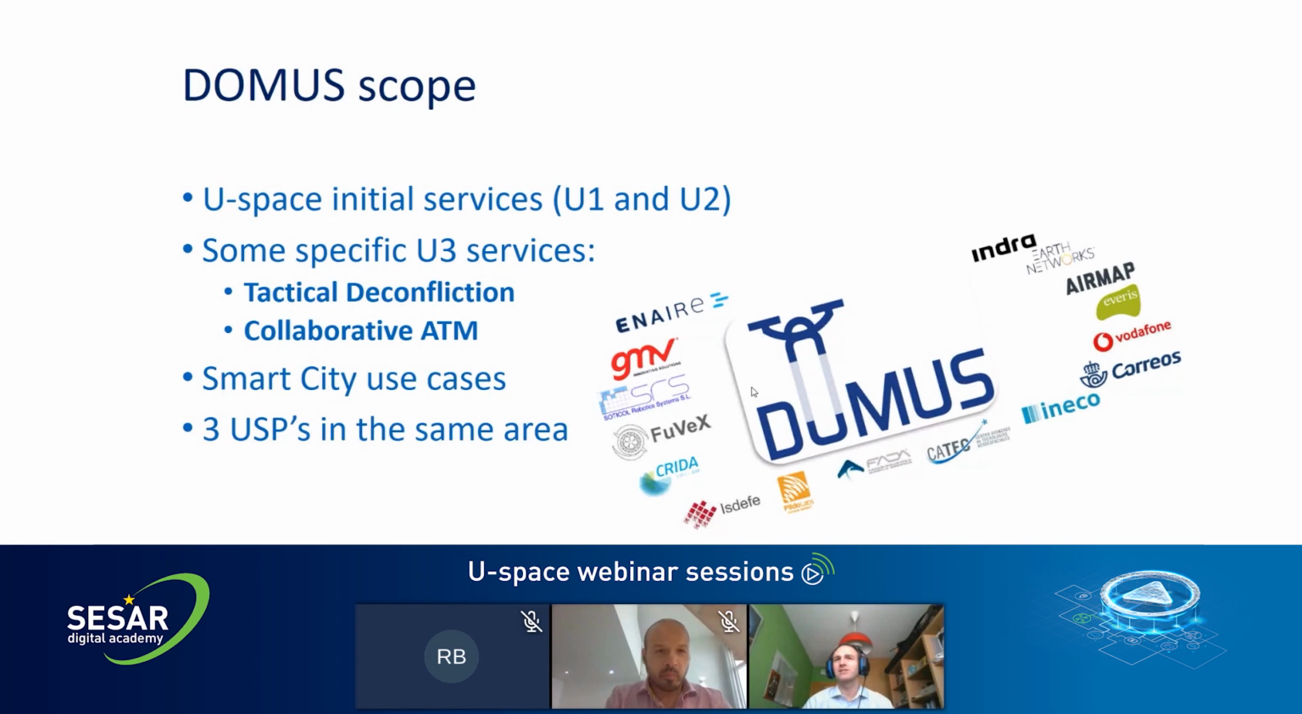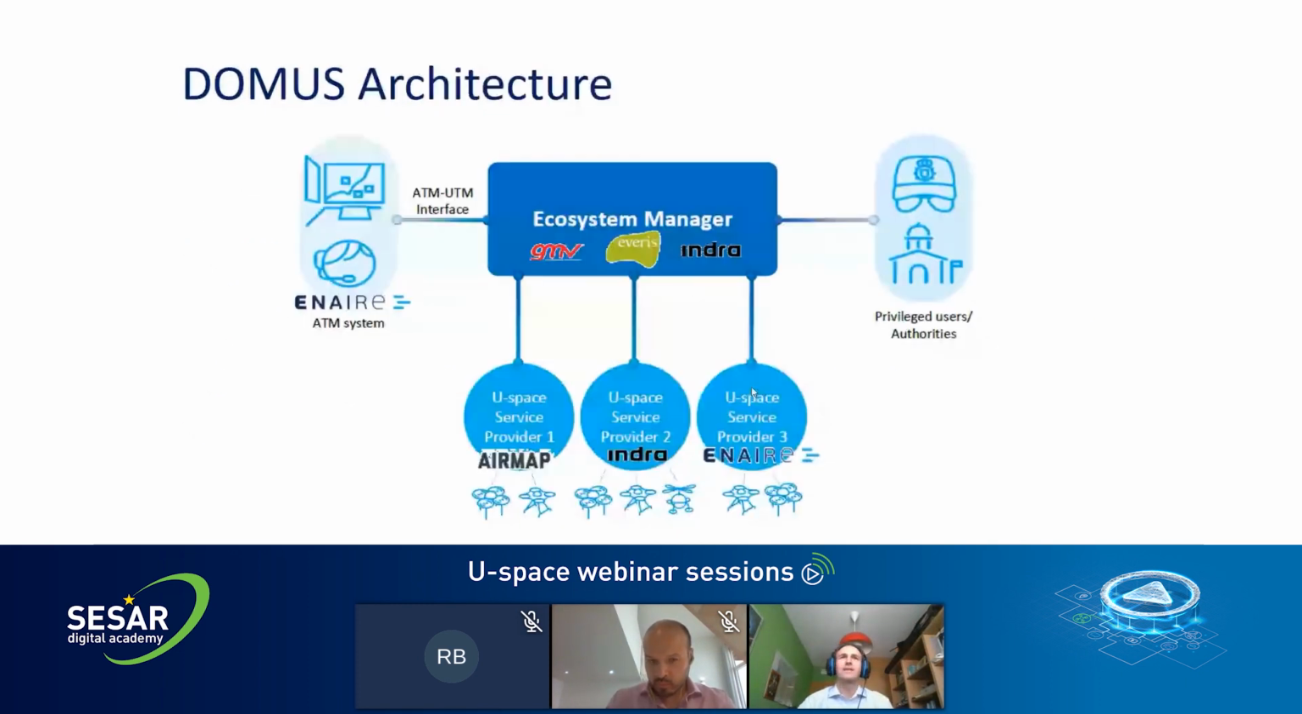Domus also addressed a smart city use case and had up to 3 different USpace service providers in the same area. Domus members, shown on the right, represent all the stakeholders that are needed for handling USpace, such as technology providers, USpace service providers, technical consultancies, etc., totaling 17 members.